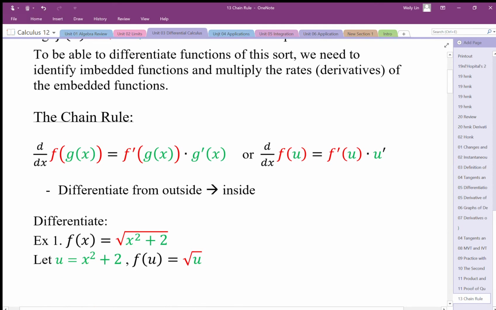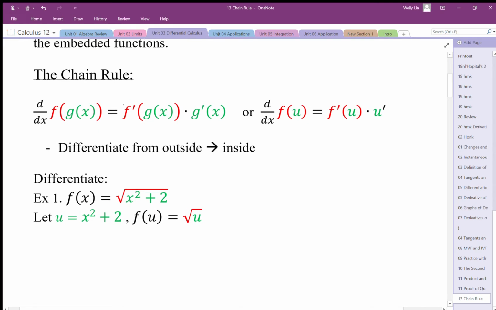And basically, to apply the chain rule, we'll differentiate from outside to inside. So if we want to take the derivative of this embedded function, outside function f, inside function g, first we differentiate the outside function, or we find the rate of change of the outside function, and we multiply it by the rate of change of the inside function. Or in other words, it looks like this. We have the derivative of f with respect to u, and then we have the derivative of u with respect to x. Okay, so we multiply these rates together. So this is how the chain rule works.